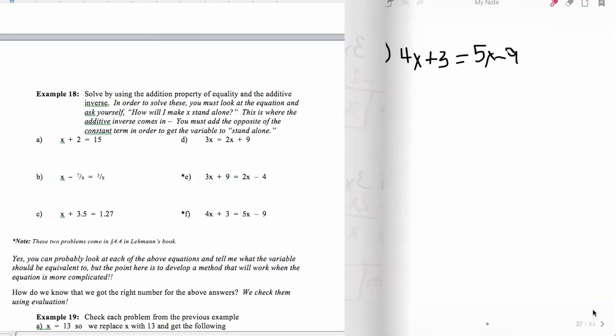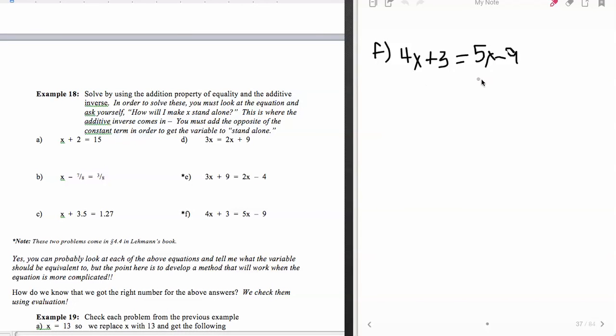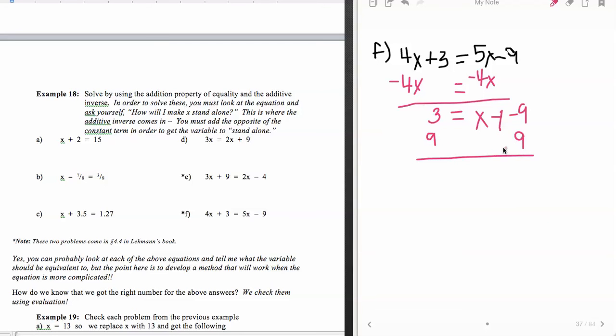And then finally, my last one, doing that one more time, I'm going to get the x's together. The 5 is bigger over here this time, so I'm going to take the x's to the right-hand side this time. And so I'm going to add the opposite of 4x to both sides. And now I have negative 4x and 4x, which is 0. I won't write that because I don't need to know that. So 3 plus 0 is 3. 5x minus 4x, which is just simply an x. And then plus a negative 9. Now I want this negative 9 to go over here, and I'm going to add the opposite to both sides. That's a positive 9.